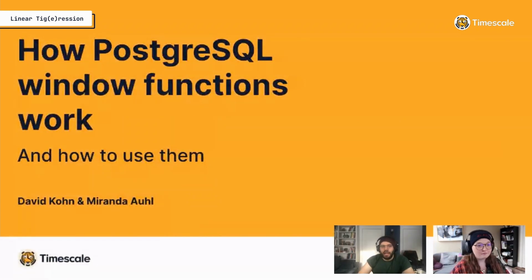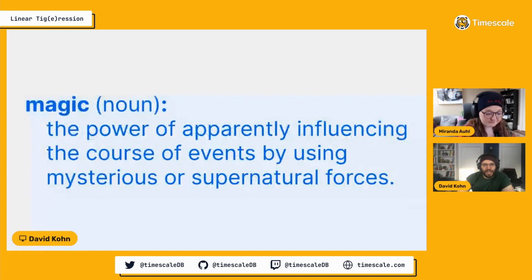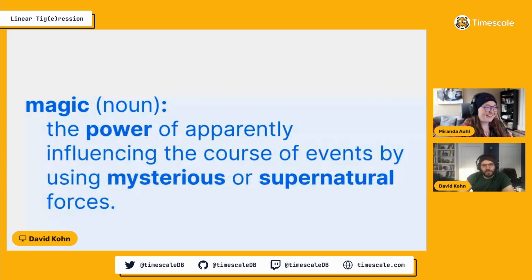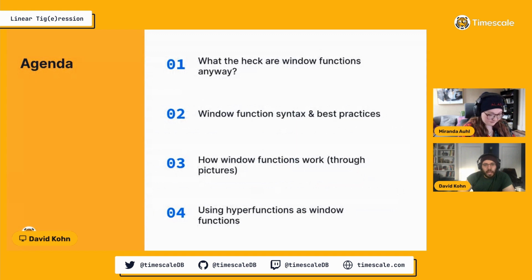Awesome. Yeah, so we're going to be focusing on window functions. As I said last time, they're sort of magical, but magic can also be mysterious or supernatural. They're very powerful, but a little bit arcane. There's a lot of places where all the information exists, and you have to look in a lot of different places, like even in the Postgres documentation, there's a lot of different ways that they can be used. So some of this is also just some opinions about how we should be using them.